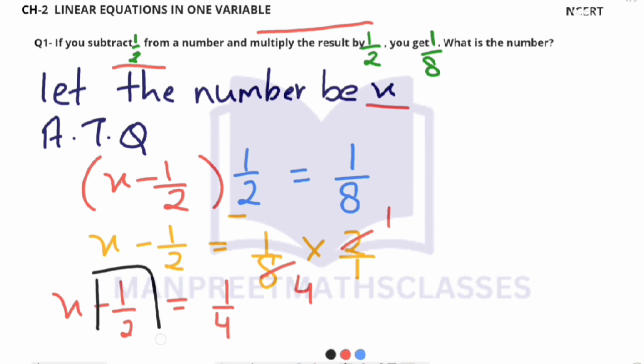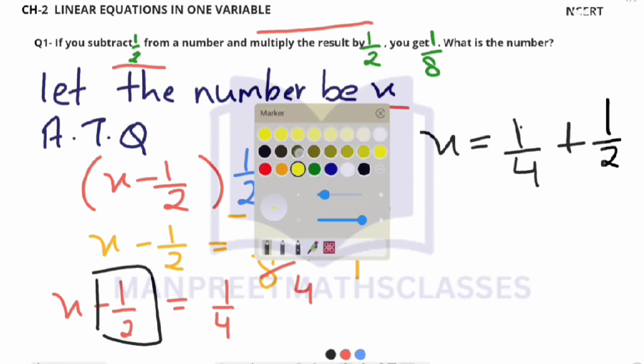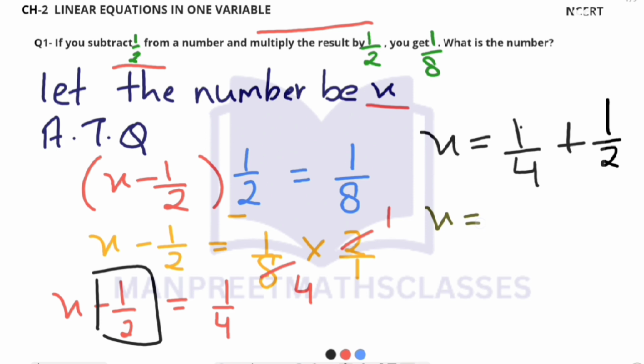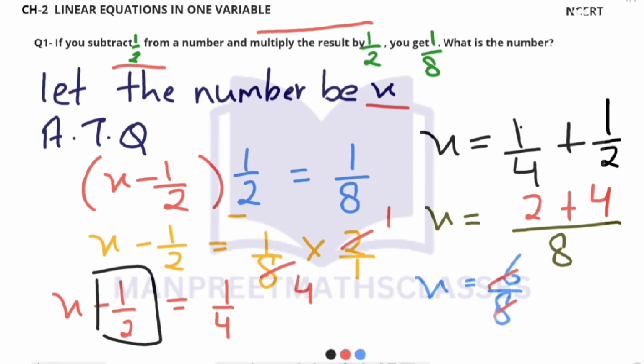Now next we will transfer this minus 1 by 2. So x is equal to 1 by 4 plus 1 by 2. Take their LCM. So LCM of 4 and 2 will be 8. Now 4 2s are 8 and 2 4s are 8. Add them. 4 plus 2, 6. 6 by 8. We can cancel them with the table of 2. So 3 by 4 is your answer. I hope this is clear to you. Now let's move on to next question.